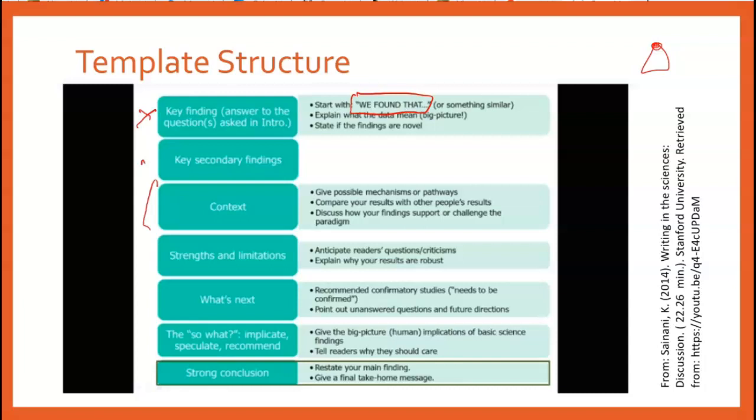In addition to strengths and limitations, it's always a good idea to include something about what's next: any recommended studies to confirm these results, or any unanswered questions, future directions, maybe something that came up throughout your research process. This is a good time to mention, again moving into that broader direction of the triangle, right up here, my triangle in the corner, the so what? Big picture implications, any kind of implications of the basic science findings.